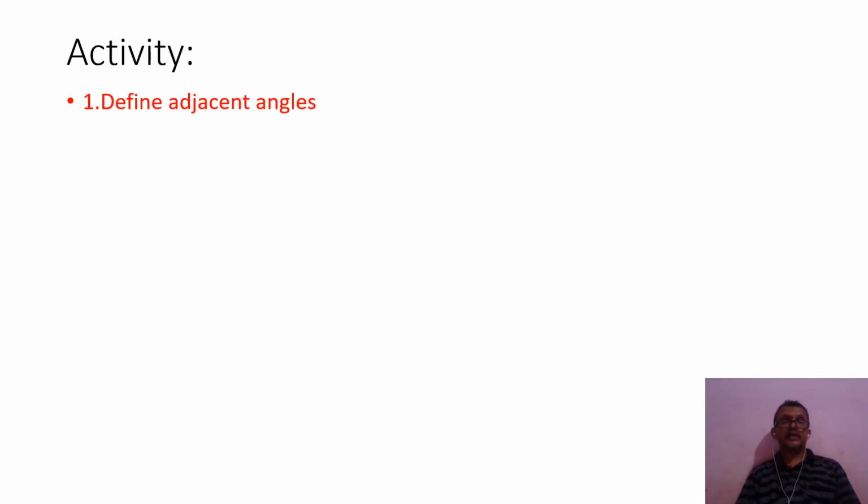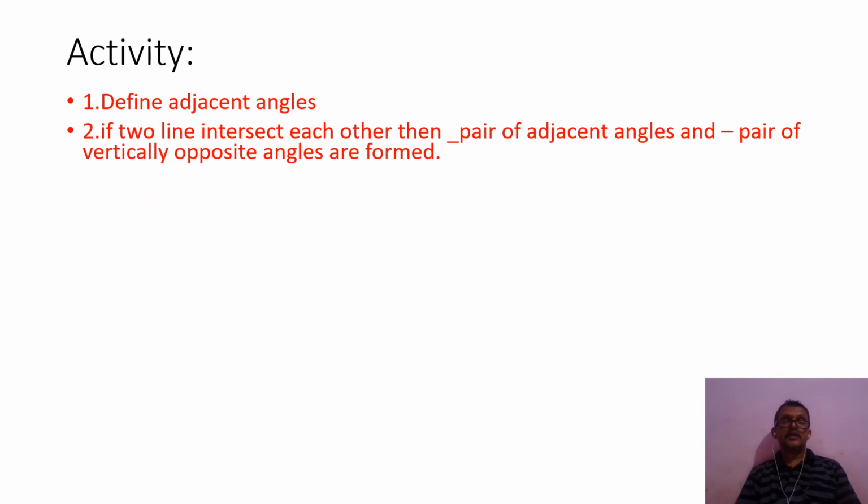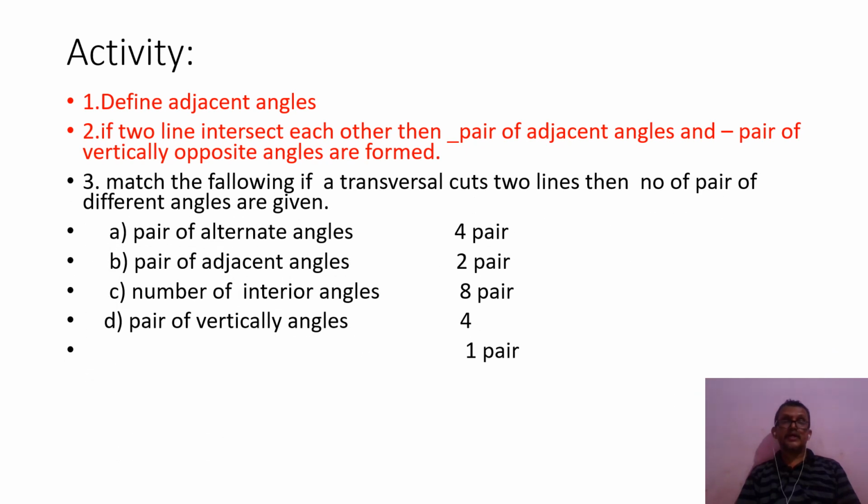So now I will give an activity. Define adjacent angle. If two lines intersect each other, dash pairs of adjacent angles and dash pairs of vertically opposite angles are formed. Here match the following. If a transversal cuts two lines, then the number of pairs of adjacent angles is given. Match the following. How many pairs of alternate angles? How many pairs of adjacent angles? How many interior angles? How many pairs of vertically opposite angles?